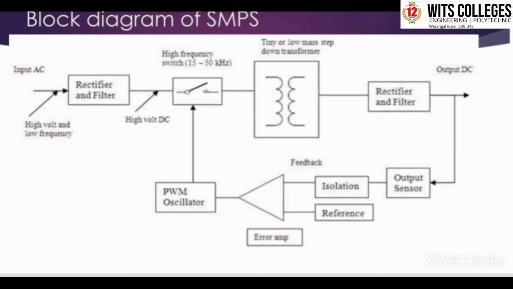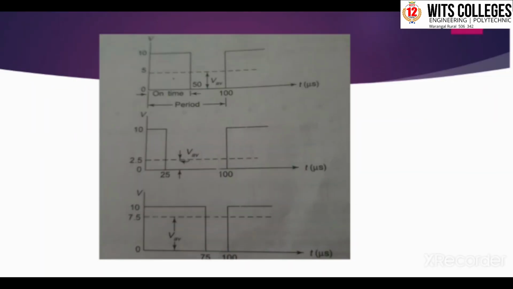So an SMPS relies on pulse width modulation. Here we have a pulse width modulation oscillator, which is used to control the average value of the output DC voltage. This is the pulse width modulation diagram. Here the pulse width modulation is used to control the average value of the output voltage.